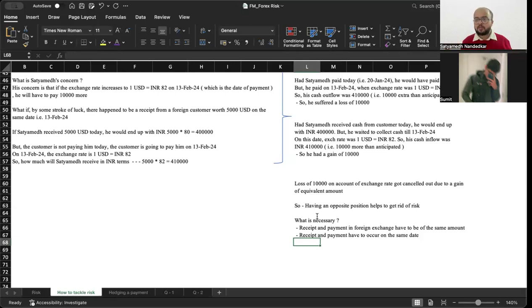Now here my luck was very good. Coincidentally, I had a receipt of an equivalent foreign exchange amount on the same day. So whatever risk I was facing on the payment side was in a way compensated by an equivalent amount of receipt on the other side. So it is very important that these points are taken into consideration. We are going to use this very logic to develop the idea of a money market hedge. This understanding of opposite position and how it helps to tackle foreign exchange risk will help you understand how money market hedge as an instrument can be used.